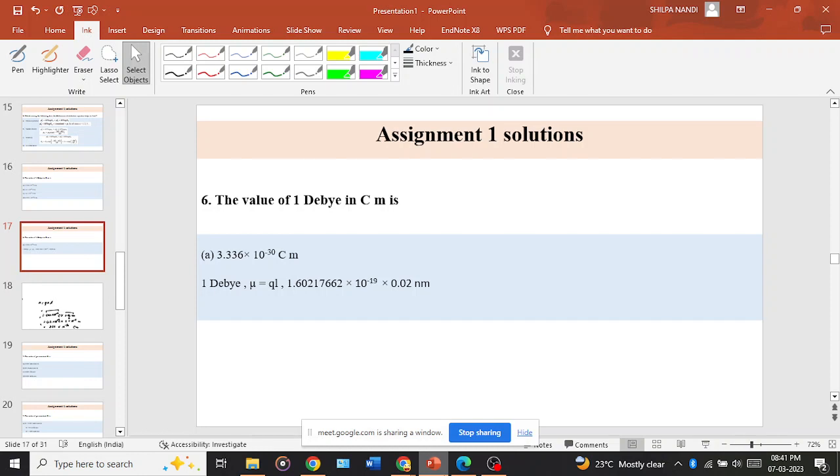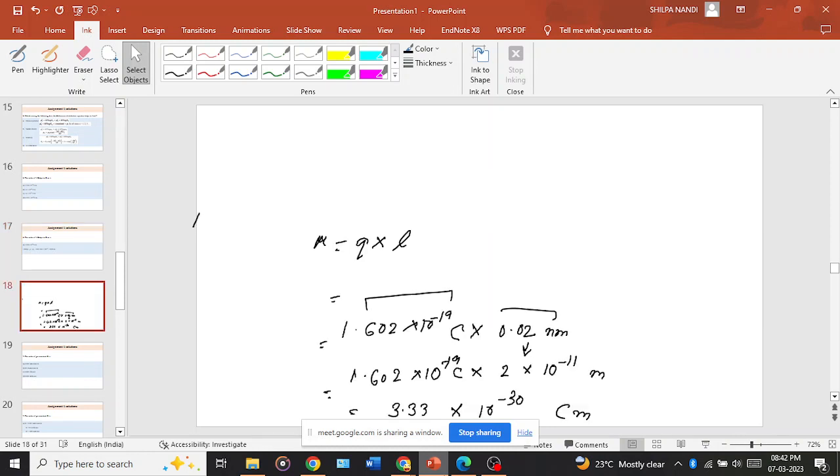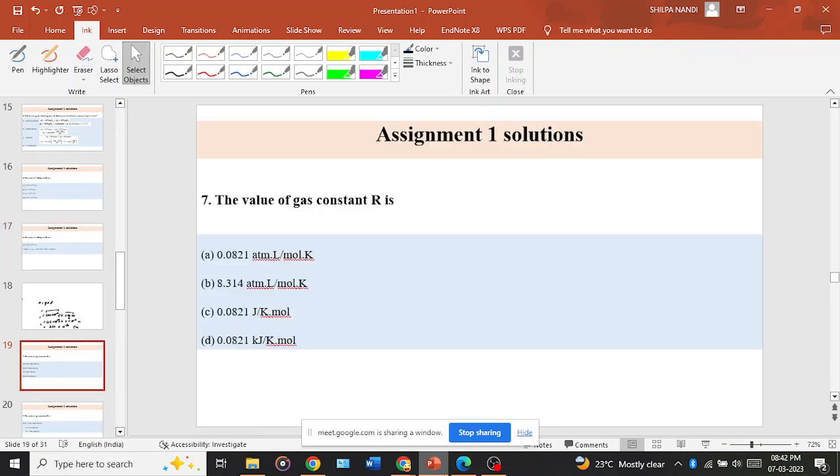The question was asked in terms of coulomb meter, and I wrote here the distance as 0.02 nanometer, which must first be converted into meter, and then you must go for the calculation. Fine. Next was, what is the value of gas constant R?